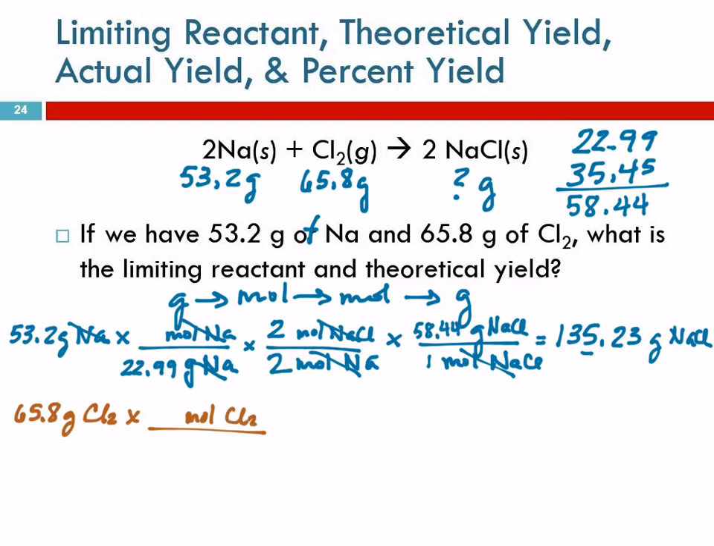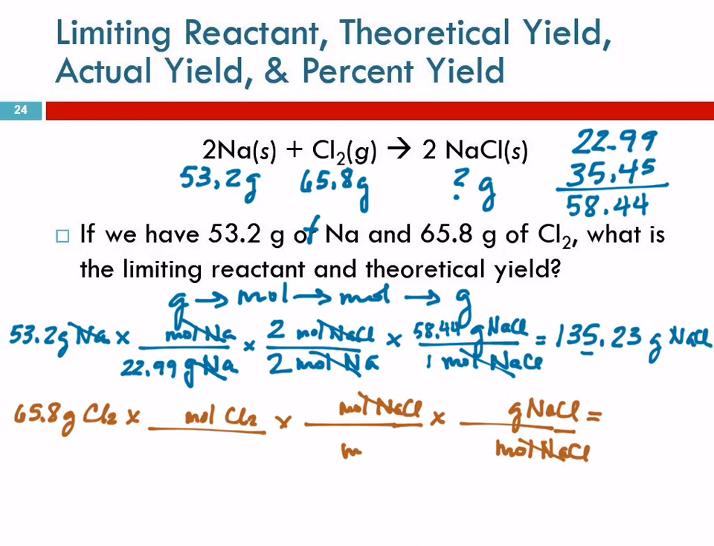So grams to moles to moles to grams. This time it's grams of chlorine to moles of chlorine. We're going to the same ending point though. I need moles of sodium chloride and grams of sodium chloride. And then I put my units in so that they cancel out. Those guys cancel. Moles of chlorine cancels.